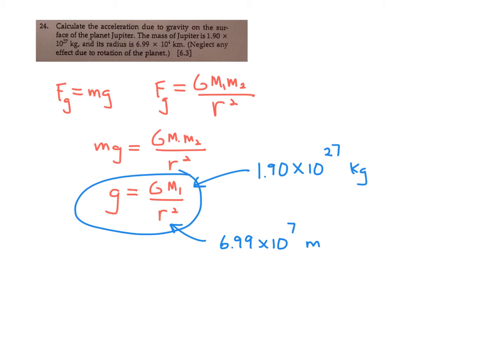Day 76, Honors Physics, Universal Gravity, problem number 24. We're looking for the acceleration due to gravity on the surface of Jupiter. So it's not 9.8 meters per second squared like it is on Earth, well, unless it's by coincidence.